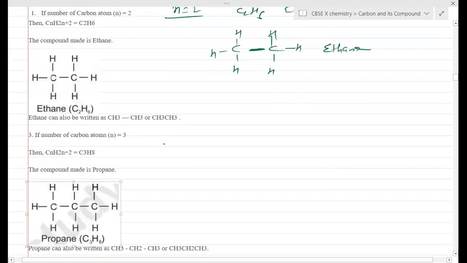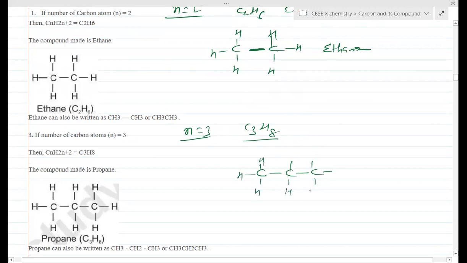Similarly, n equal to 3. We can write n equal to 3 is what? C3H(2 into 3 plus 2). 2 threes are 6. 6 plus 2, 8. So how can we draw the structure? Write 3 carbons, put single bonds between them as it belongs to alkane only. Now fulfill the tetravalency. With this carbon you see 1, 2, 3, 4. With this carbon 1, 2, 3, 4. With this carbon 1, 2, 3, 4. So this is the structure of propane. As 3 carbons are there, it is prop, and suffix is what? Ane. So propane.